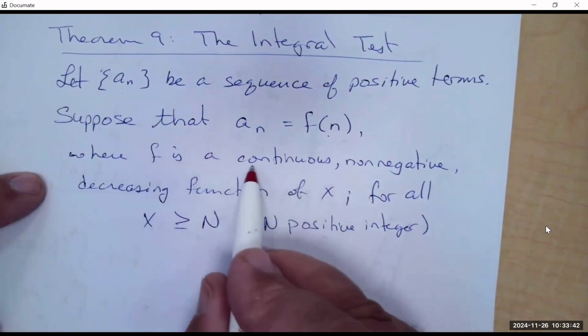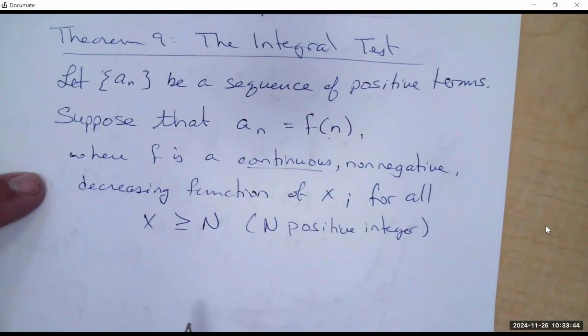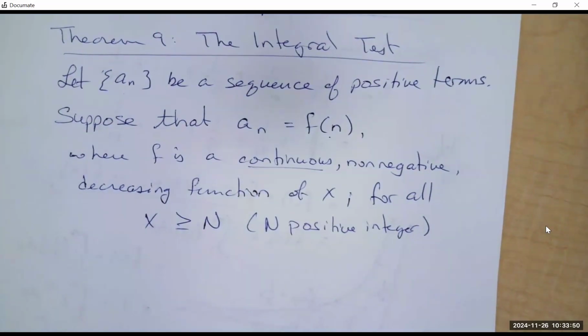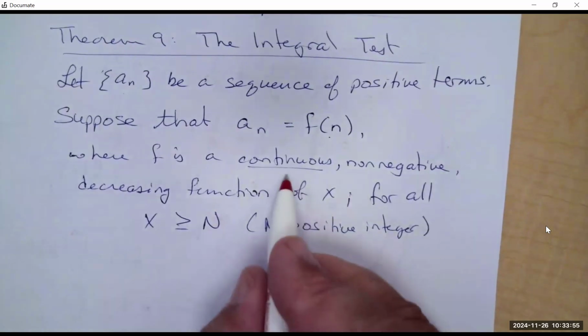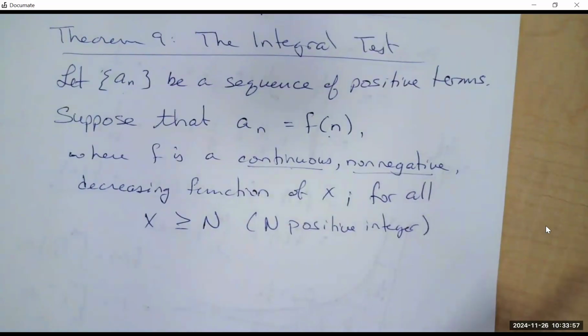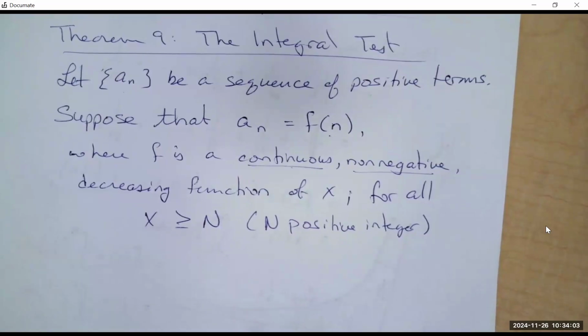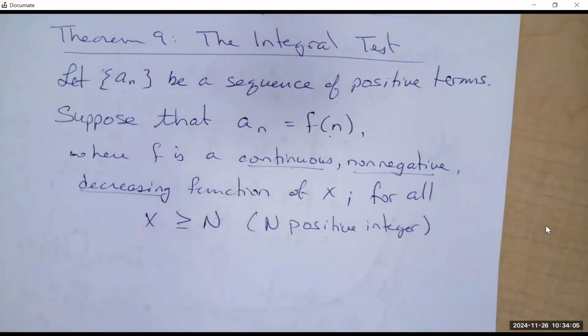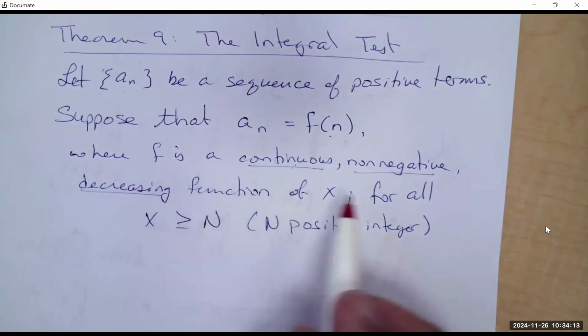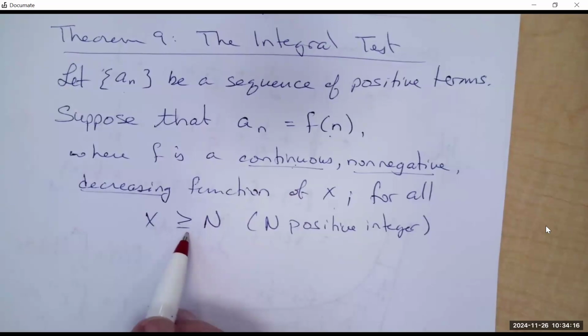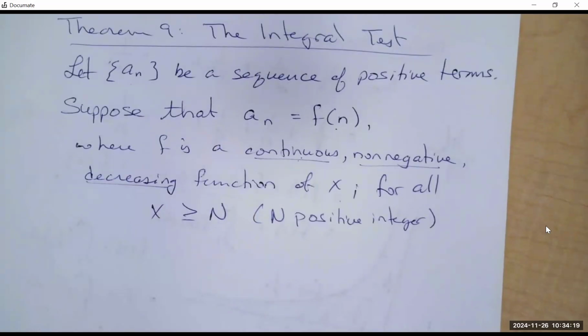Now, why does f have to be continuous? If it wasn't continuous on that domain, if there's a hole, then that domain just goes to infinity. There's no limit to it. So it's got to be continuous, non-negative. Why non-negative? It's got to be above the x-axis, so we're only looking for an upper bound. Decreasing. Why decreasing? We want it to converge, right? So it's got to be a continuous, non-negative, decreasing function of x for all x greater than or equal to some value N. So any N you give me.